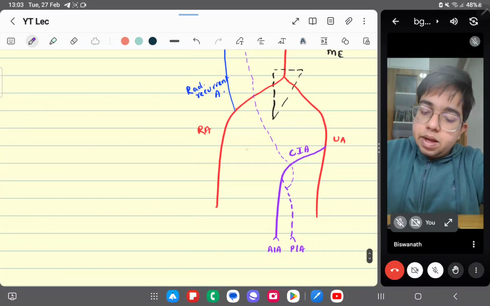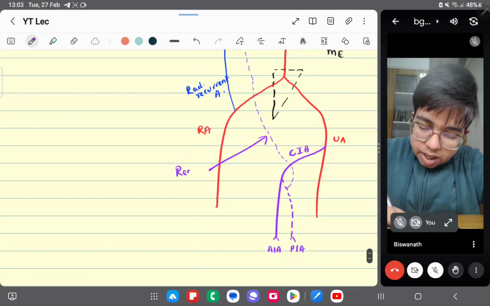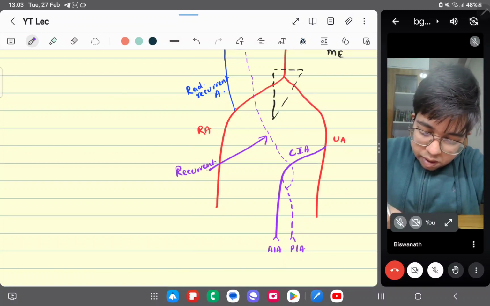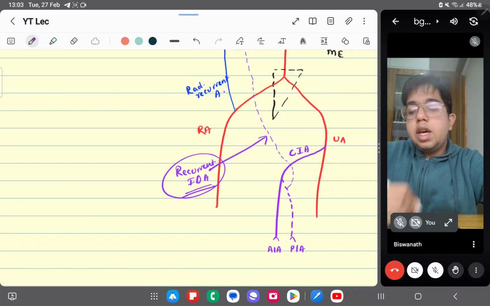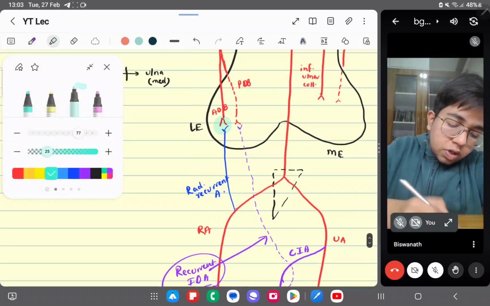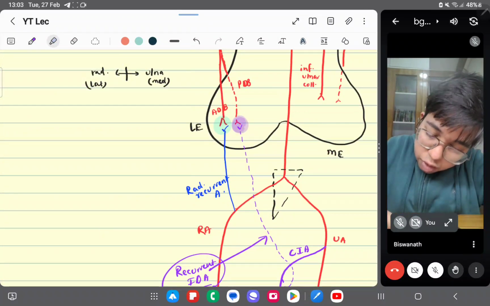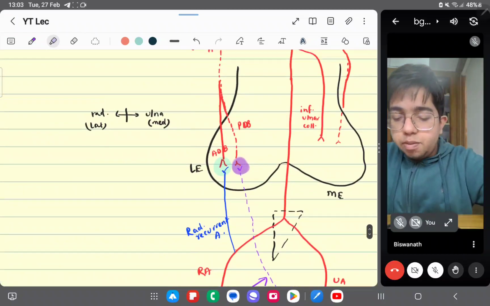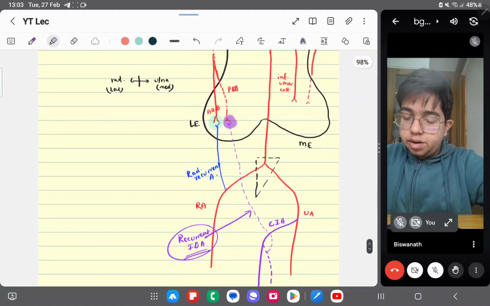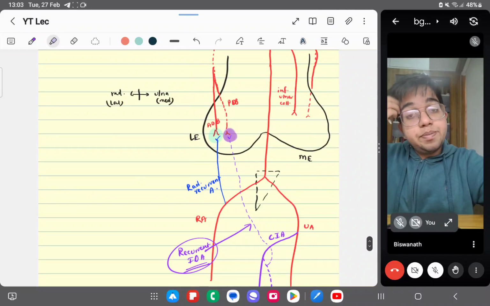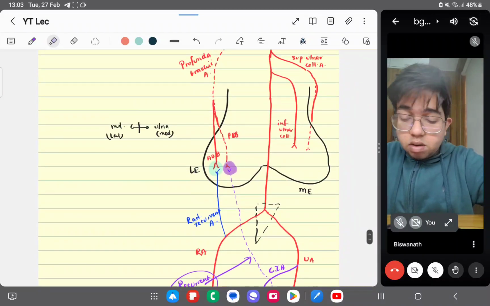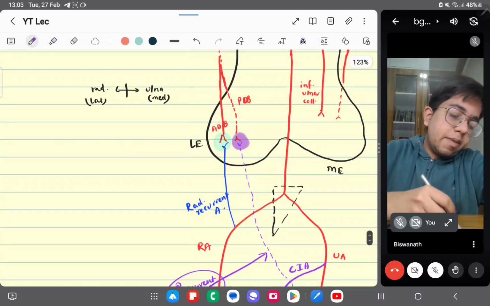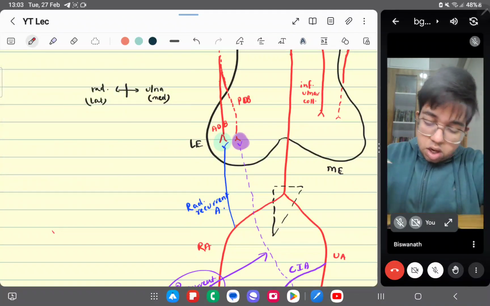This is called your recurrent interosseous artery, which will anastomose with the posterior descending branch of your profunda brachii artery. Understood what is happening? It is a bit complicated, but you have to practice this diagram as many times as you can so that you can draw it in reflex.